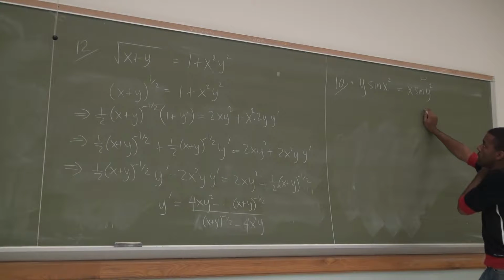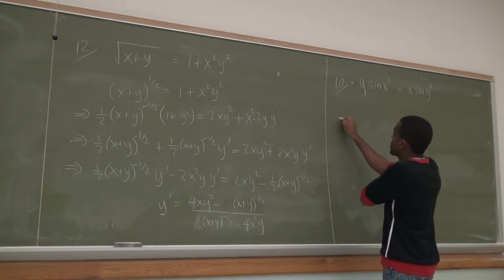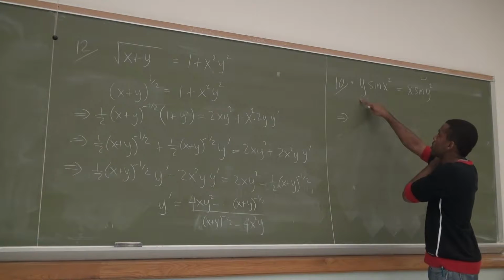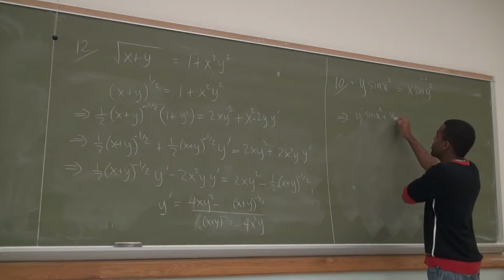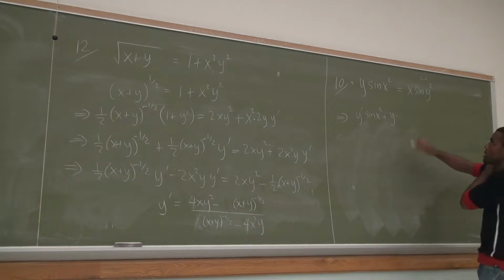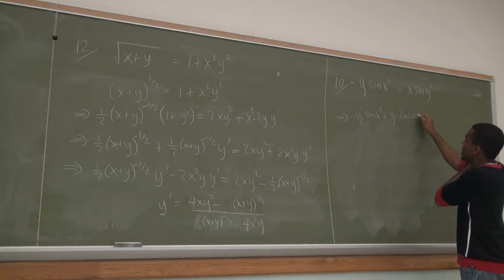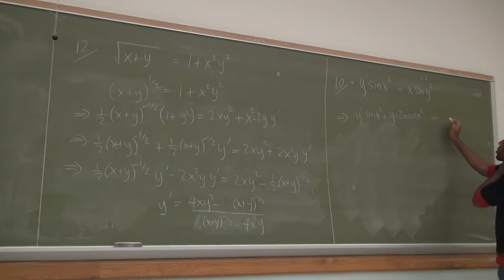Yeah, so you have to do the product rule on each side, right? On this side, first differentiate the y, leave this alone. The derivative of y is just y prime, leave the sine x squared, plus, now you leave the y and differentiate the sine x squared, which is 2x cosine x squared. Equals, same thing here: differentiate x, you just get 1, leave the sine y squared, plus you leave the x and differentiate the sine y squared, which is 2y cosine y squared times y prime, because that is differentiating with respect to y.